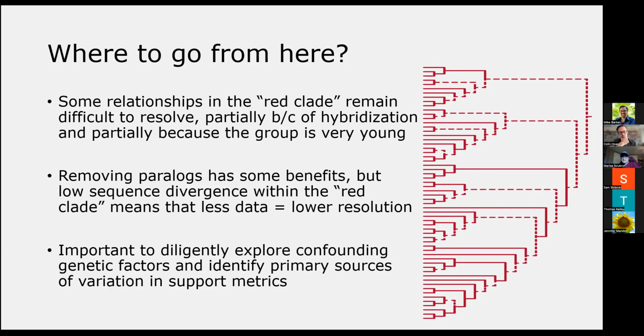So if I have a take-home message, it's to really diligently explore confounding factors in genetic data, figure out where possible instances of hybridization would be noted in the literature, and also to try and identify primary sources of variation across a lot of different support metrics, try and better understand how the genetic data are being parsed.